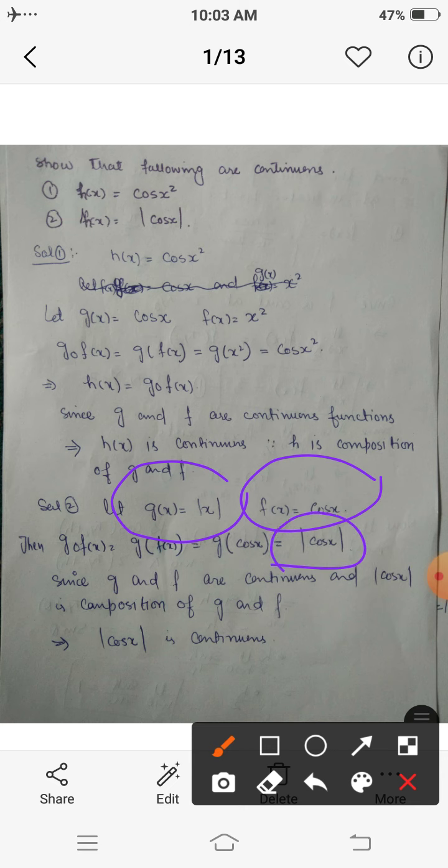So in this way you can prove any problem of this type, where we have a function which is a composition of two functions. In order to prove that a composition function is continuous, you simply need to show that the individual functions are continuous. If they are continuous, this means that the main function is continuous. So this was all about continuous functions.